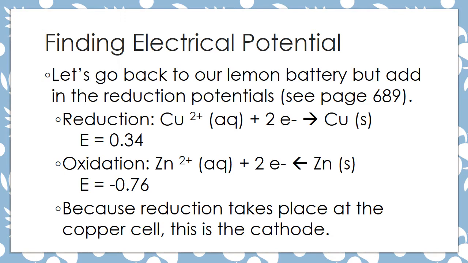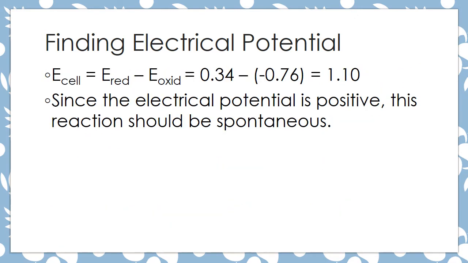Because reduction takes place at the copper cell, that is the cathode. Cathode is where the reduction takes place. That's where the electrons are ending. But now to find out the total cell potential, I take the potential of the reduced side, which was the 0.34, minus the potential of the oxidized side, negative 0.76. Minus a negative becomes positive, and I get 1.10. And since that electrical potential is positive, the reaction is spontaneous.